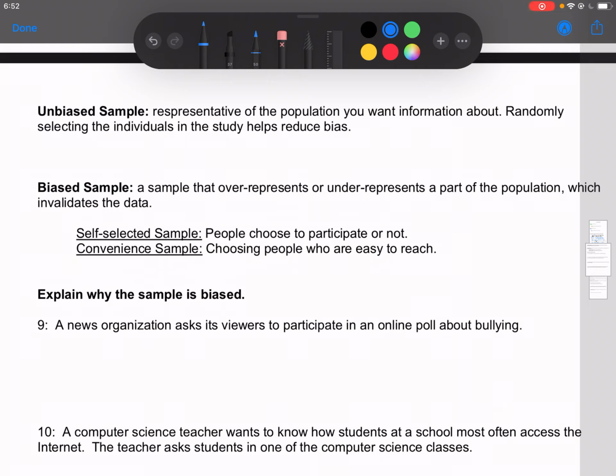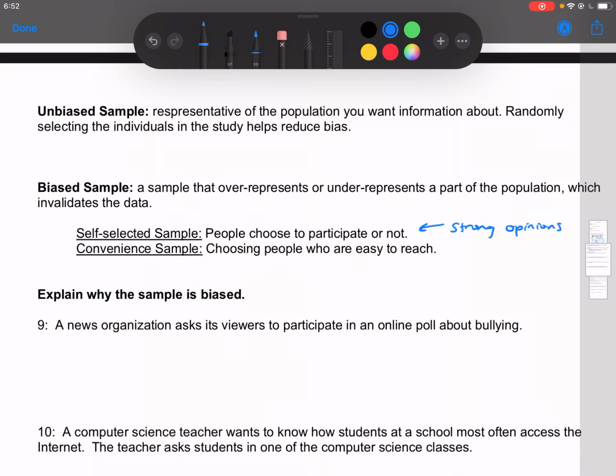A biased sample is a sample that either overrepresents or underrepresents a part of the population. And when you do this, you actually invalidate the data. So here are some prime examples of how bias is introduced when you select a sample. Anytime it's a self-selected sample where people choose to participate or not, you're automatically introducing bias because you're going to get the strong opinions this way. So strong opinions.